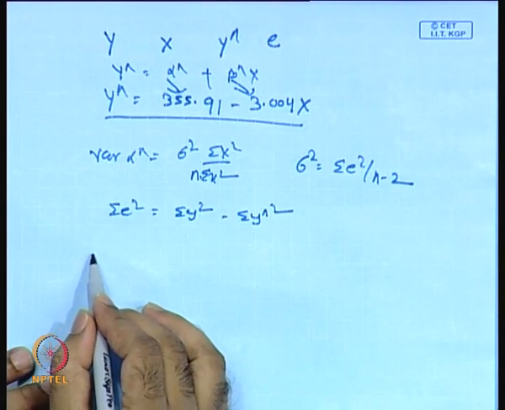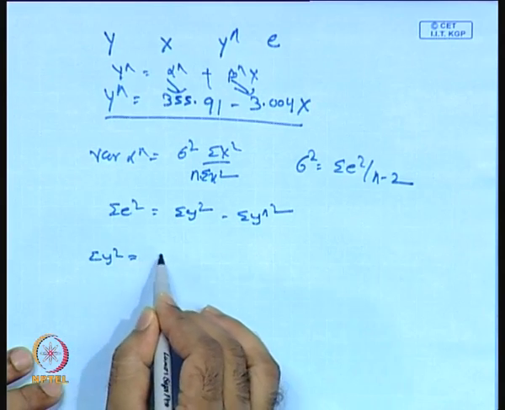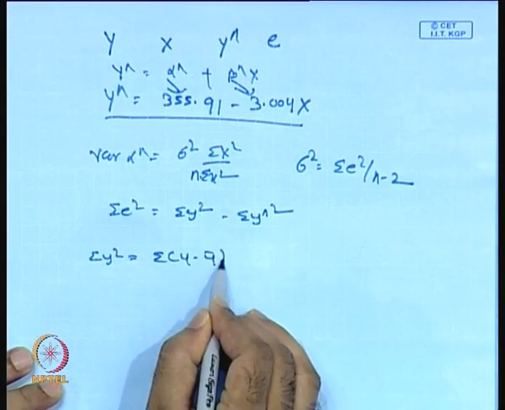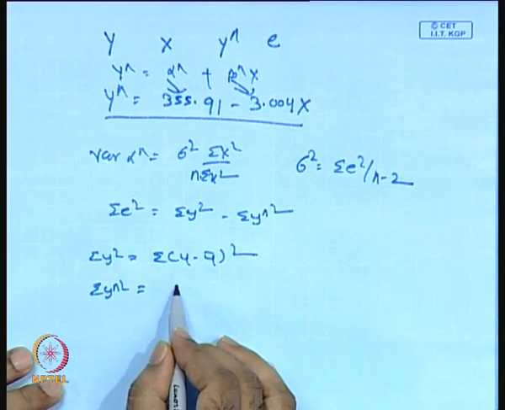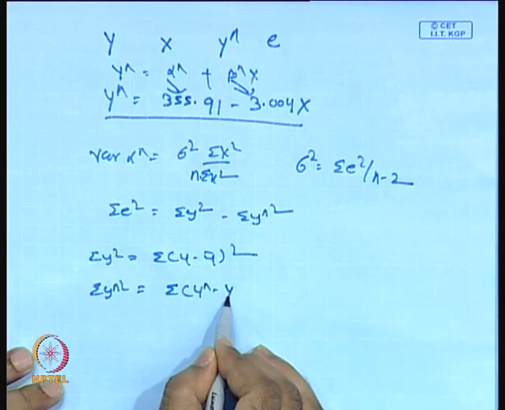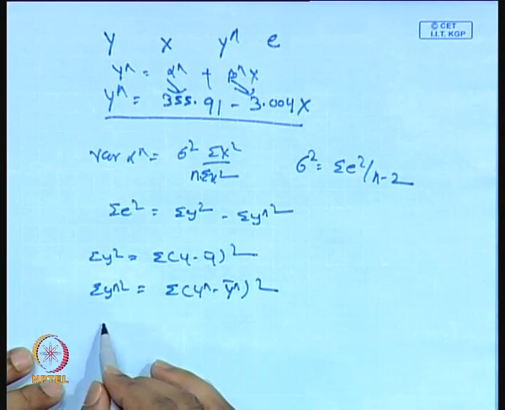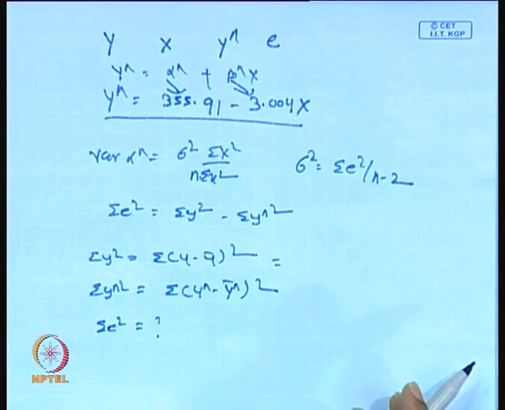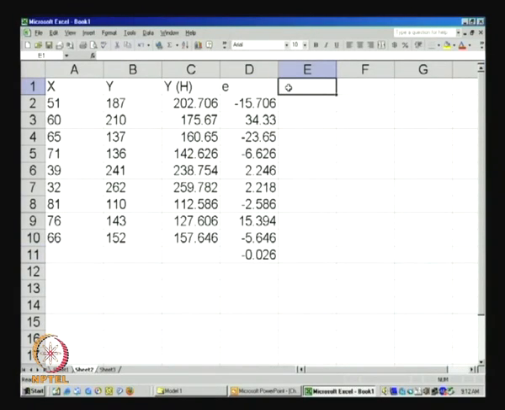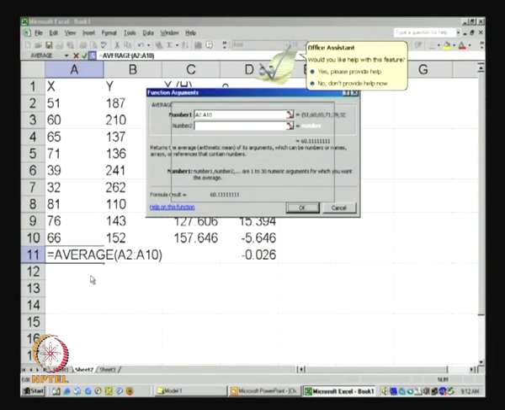Here summation y square means summation of y minus y bar whole square. Similarly, summation y hat square is summation of y hat minus y hat bar whole square. So summation e square we will get accordingly. Now we have to calculate summation y square first. How do we go for that? We first want to know the mean of this particular series, which you can get here.